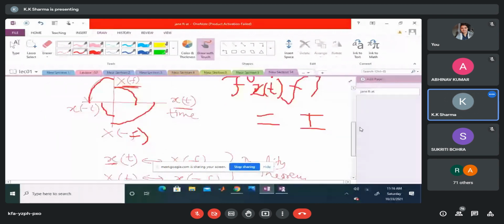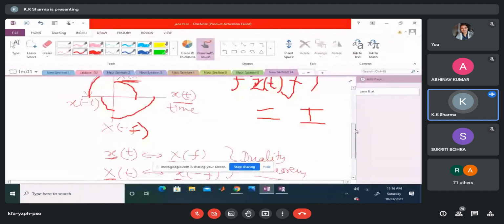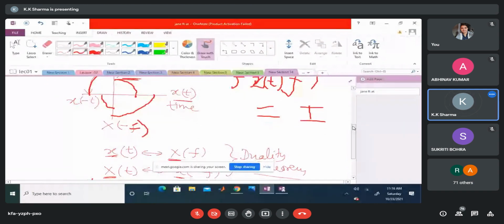Okay, the function should be absolutely integrable.